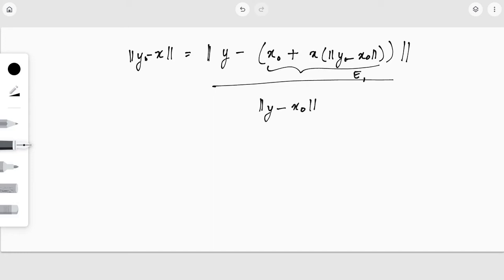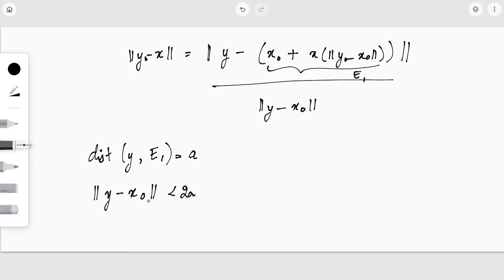Now we had two assumptions. One was distance of y and E1 is equal to a, and the other one was we had chosen x dot such that norm y minus x dot is less than 2a. So I'm going to use these two equations here.